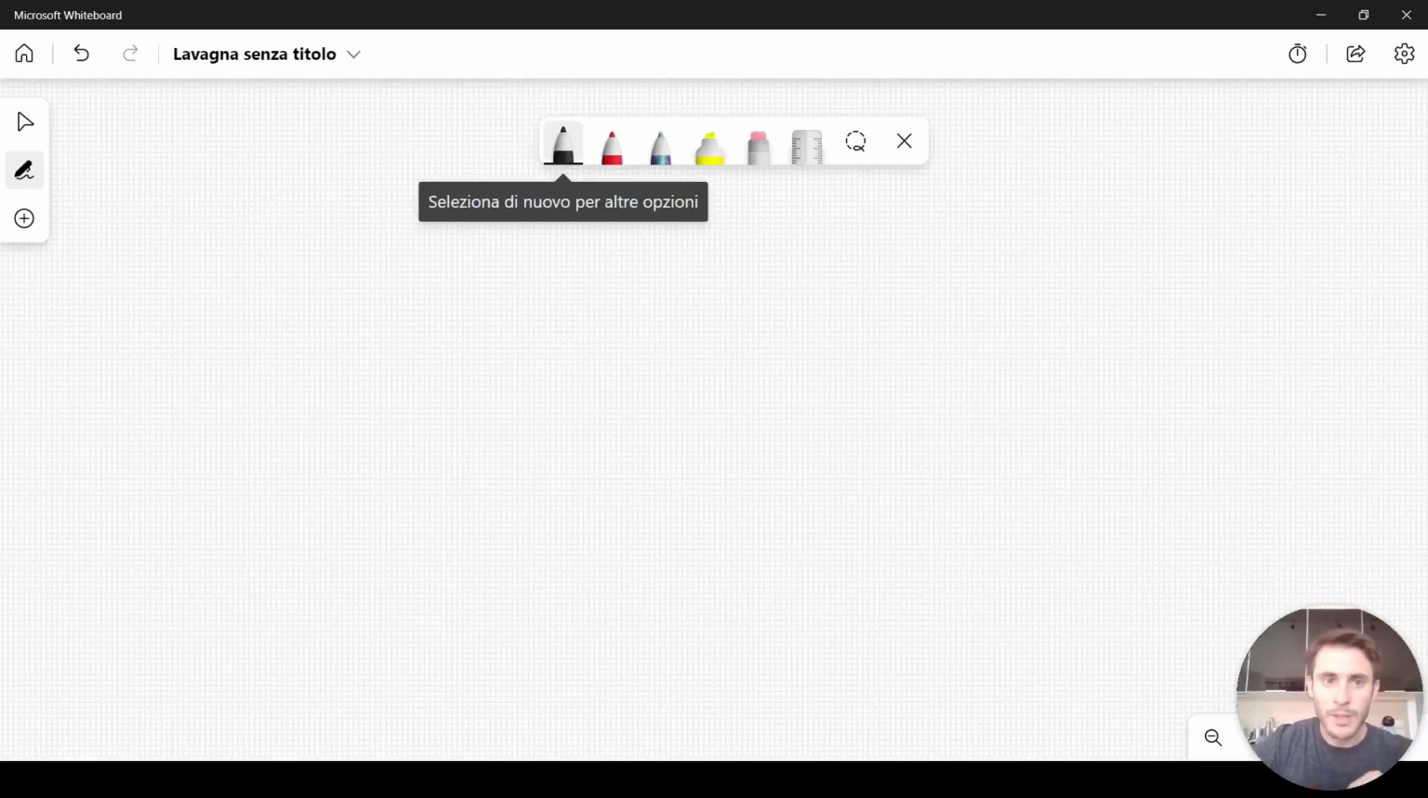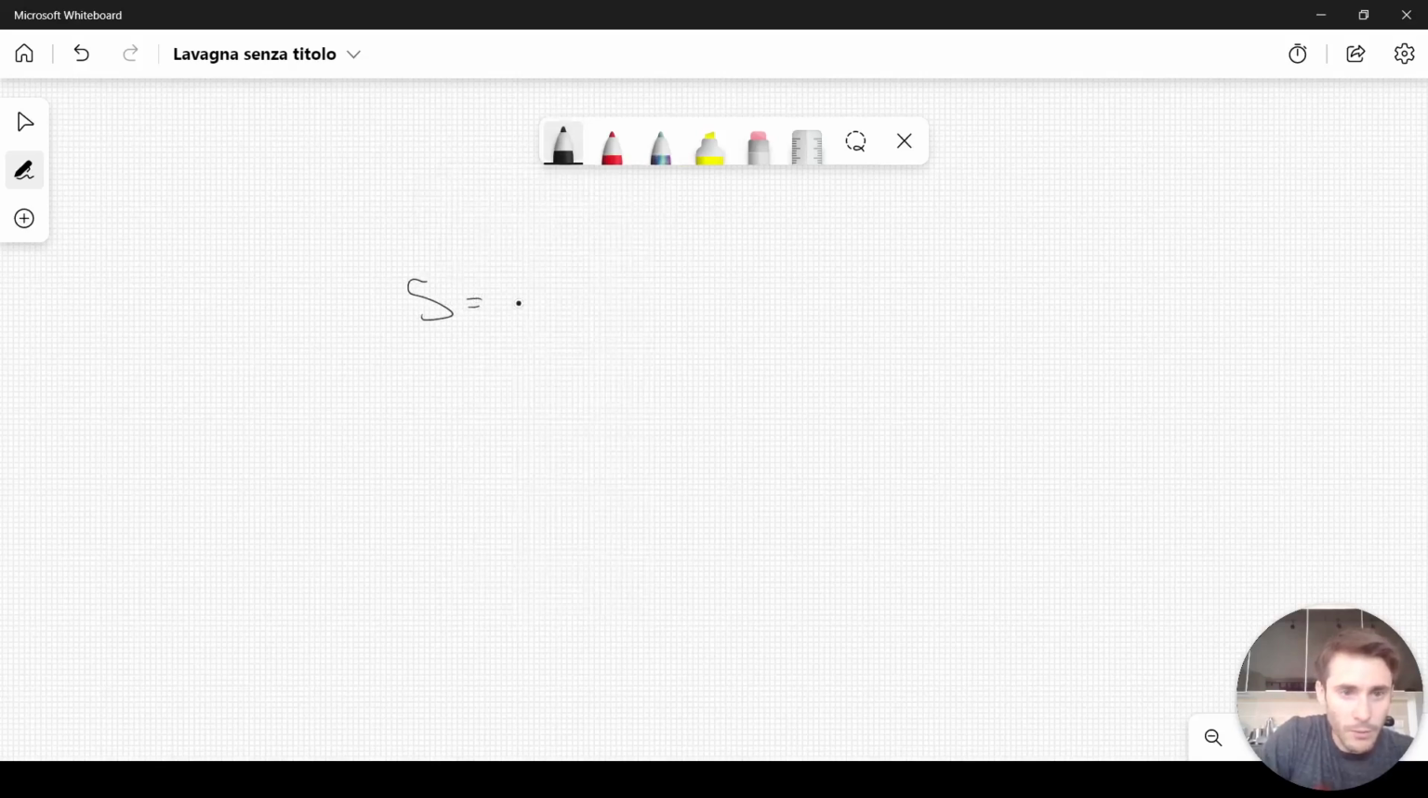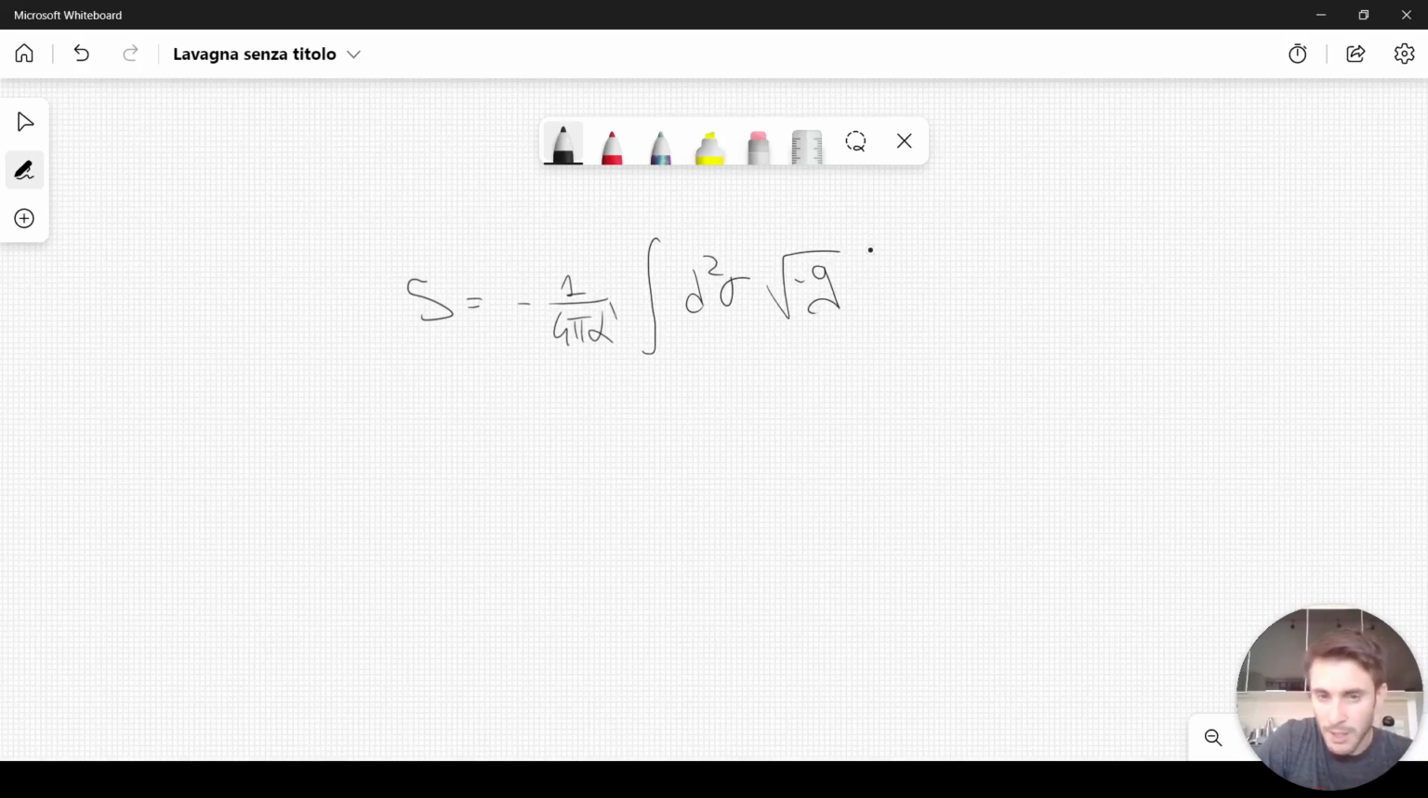Let me write down the Polyakov action. So we have S equal to minus 1 over 4 pi alpha prime. This is just a constant. Then we integrate over d squared sigma. We have the square root of minus the determinant of the metric tensor g alpha beta. So here we just have g, the determinant.